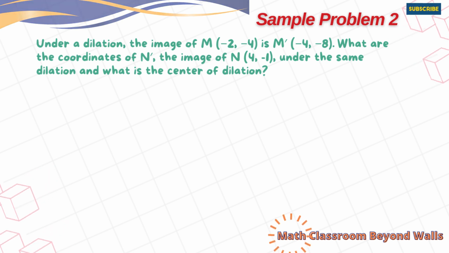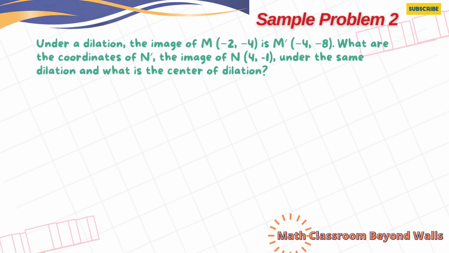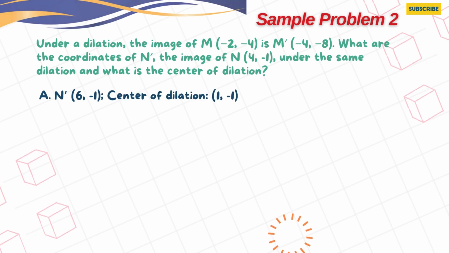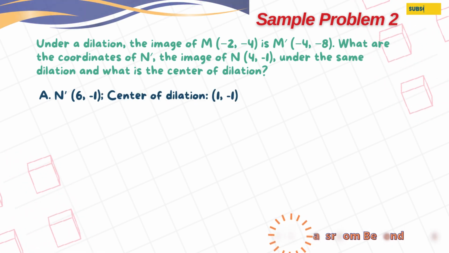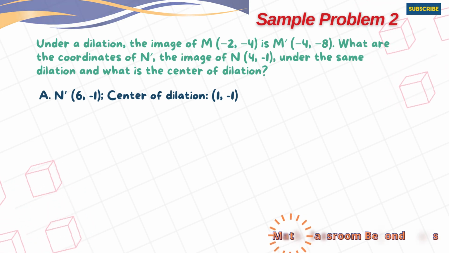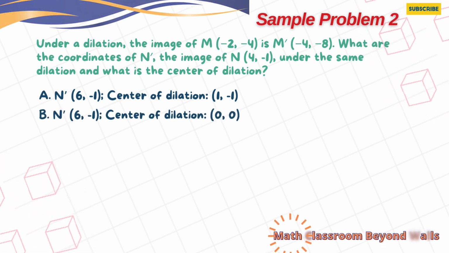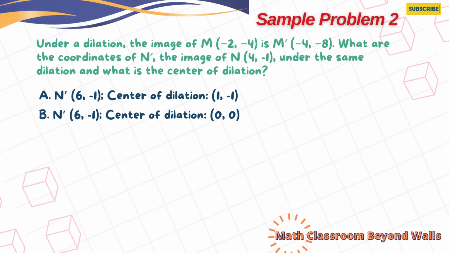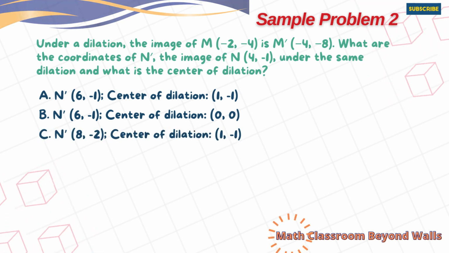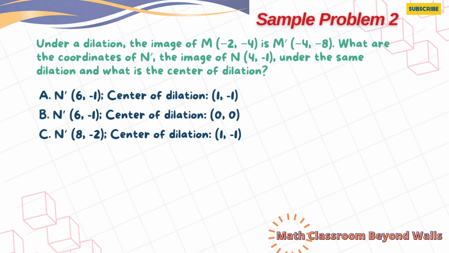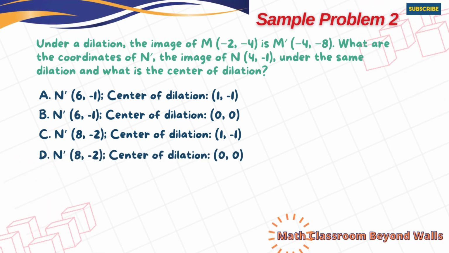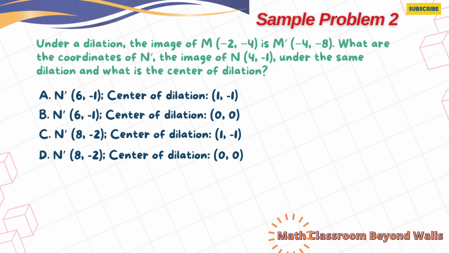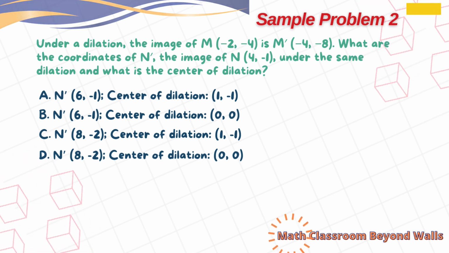Here are the options for the coordinates of N prime and the center of dilation. Option A, N prime, 6, -1. Center of dilation, 1, -1. Option B, N prime, 6, -1. Center of dilation, 0, 0. Option C, N prime, 8, -2. Center of dilation, 1, -1. And option D, N prime, 8, -2. Center of dilation, 0, 0.